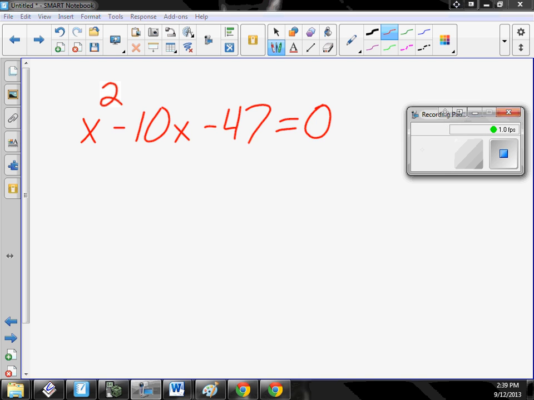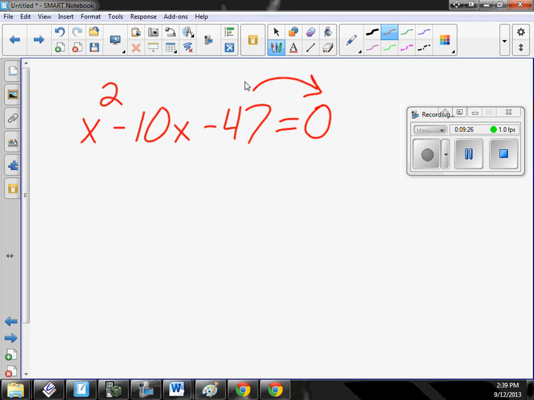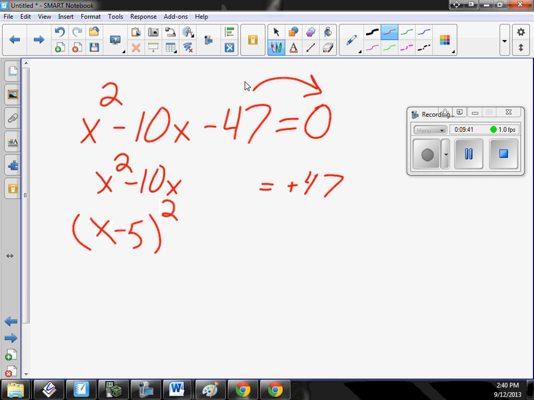Okay, hopefully this one will work. We move this 47 over. x squared minus 10x equals positive 47. So what goes in my perfect square? It's 5. So I'm going to add 25 to both sides. What's 47 and 25? 72.